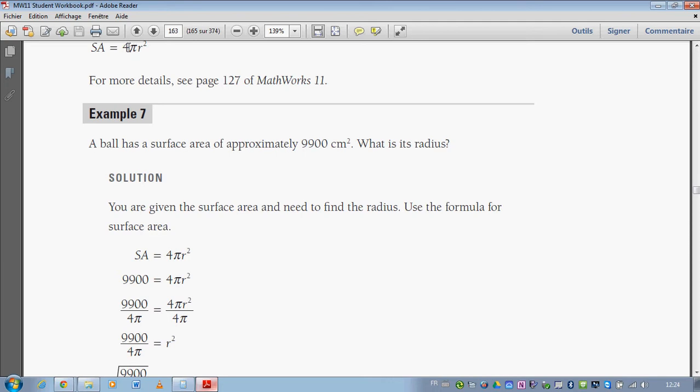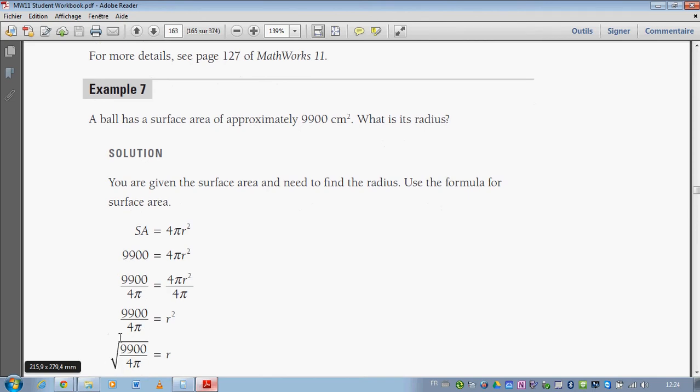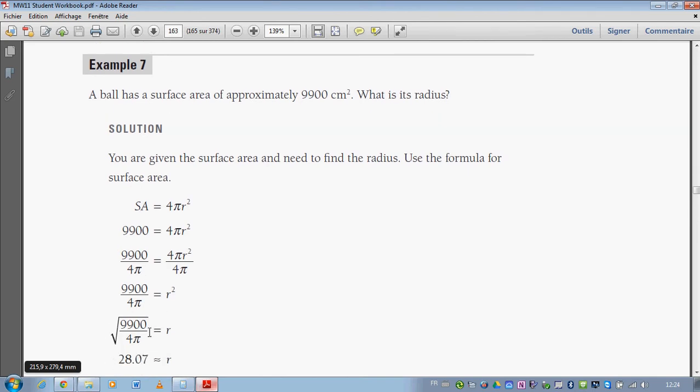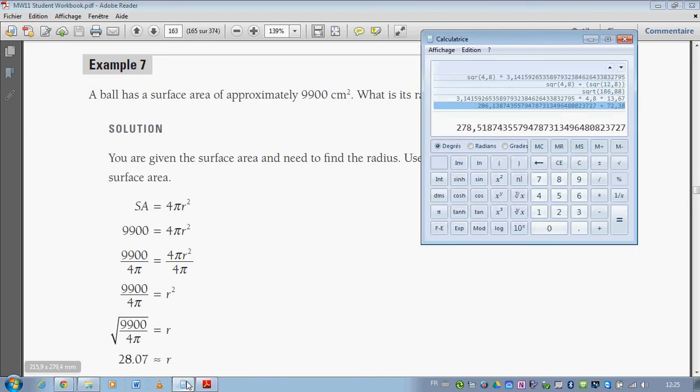Okay, now the opposite of squaring. Now that you've got r squared equals surface area divided by 4 pi, the opposite of squaring is square rooting. So to get rid of a squared, you've got a square root. So you've got to square root this side, and you've got to square root the other side too. And that's what they do. They square root the other side, and then now you just type in the values. So 9,900 divided by 4 times pi, whatever that answer is, square root it to get 28.07.